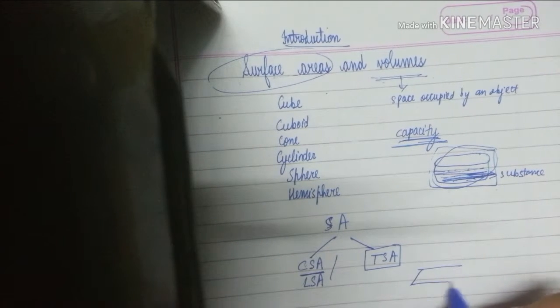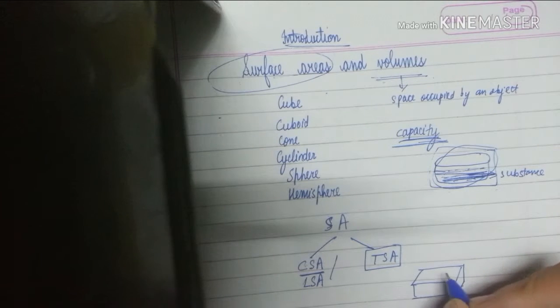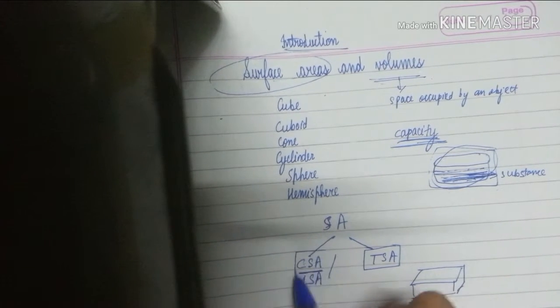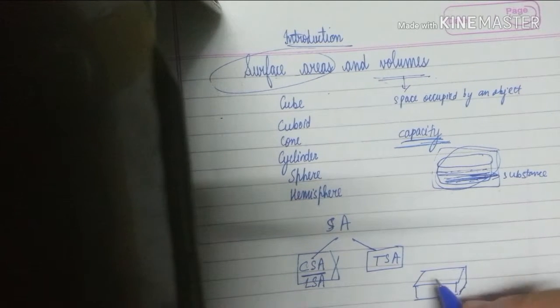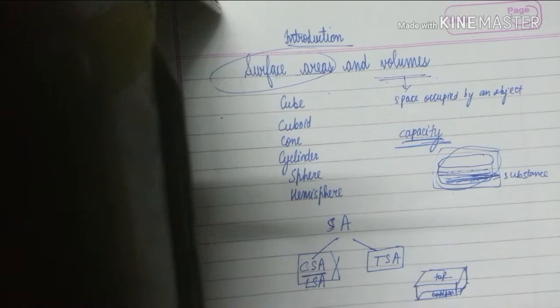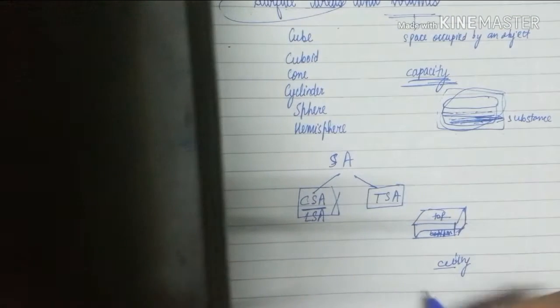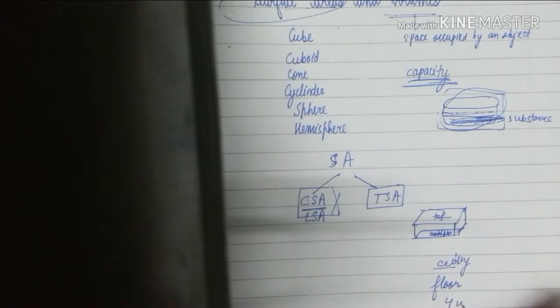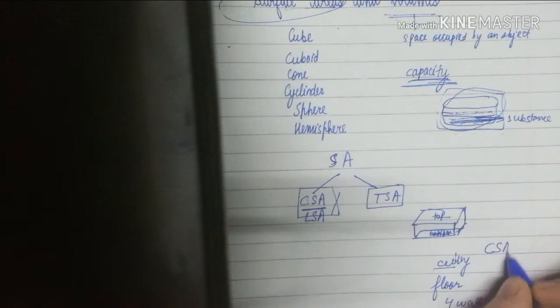So let's say it's a box. For easy understanding, let's discuss curved surface area first. In curved surface area, see, this is the top and this is the bottom. In order to find curved surface area, the top and the bottom are not considered, and only the four walls of the container are considered. Like in a room in which you might be sitting, the top and the bottom, the ceiling and the floor, are not considered, whereas only the four walls of the room will be considered. So in this case it is the curved surface area.